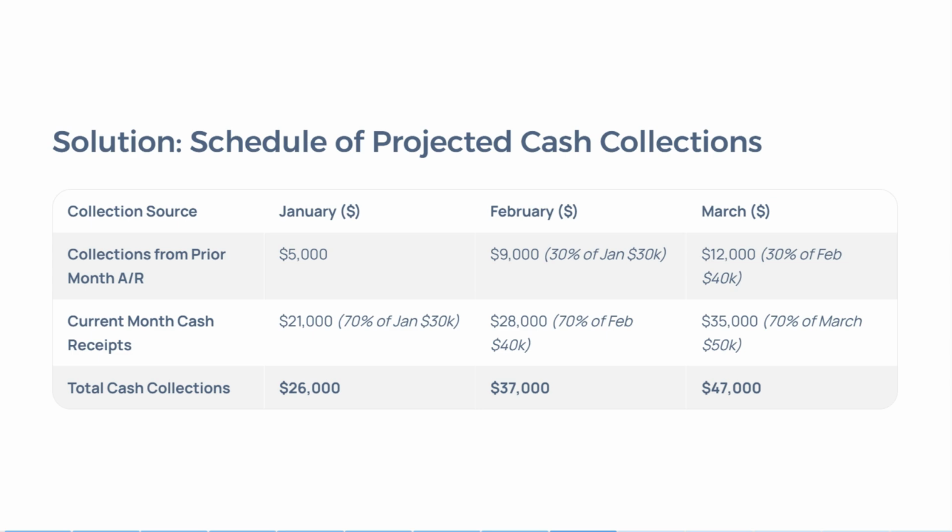Total equals $37,000. March collections. We collect 30% of February's sales, $12,000, plus 70% of March's $50,000 sales, $35,000. Total equals $47,000. Notice how cash collections lag behind recorded sales revenue every single month? That collection delay is a classic cash flow trap.